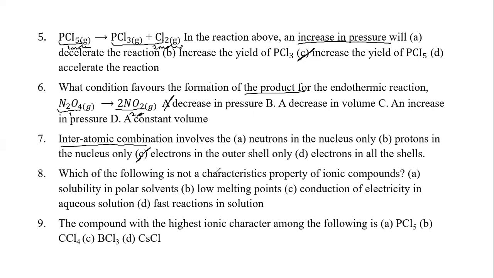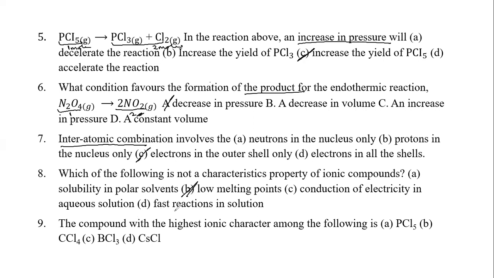Question number 8. Which of the following is not a characteristic property of ionic compound? A, solubility in polar solvent. B, low melting point. You just know that is the correct answer. Ionic compounds usually have high melting point and high boiling point also.